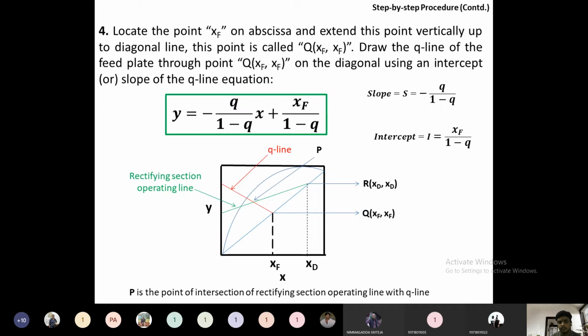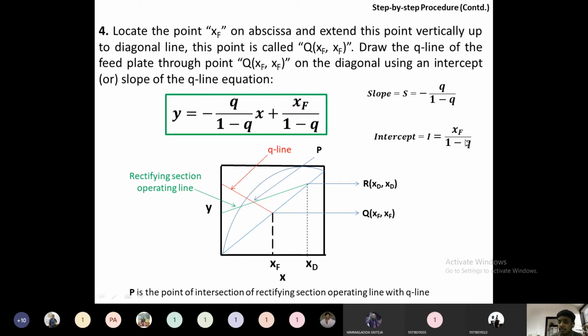Then the next step is to locate xF, the mole fraction of the more volatile component in the feed, whereas xD is the mole fraction of the more volatile component in the distillate. Our xF needs to be projected up to the diagonal line, and from this diagonal point, we already know the q-line equation that we derived. Using this q-line equation, a similar procedure applies: you can use the slope value or the intercept value. When using the intercept value, just calculate xF/(1 - q).